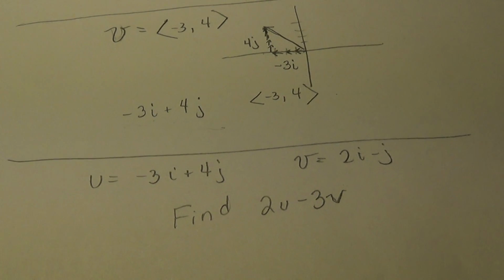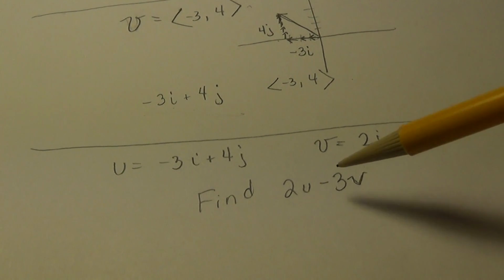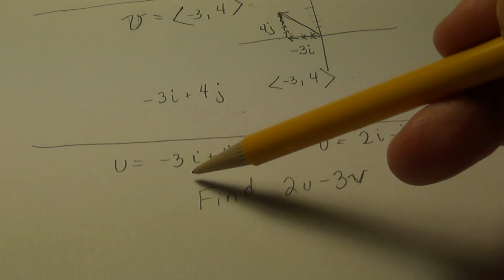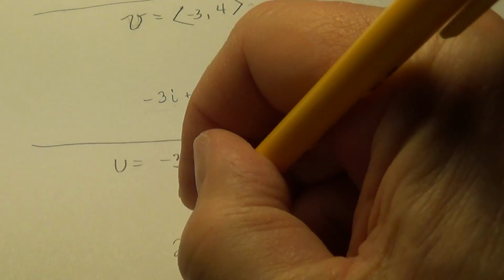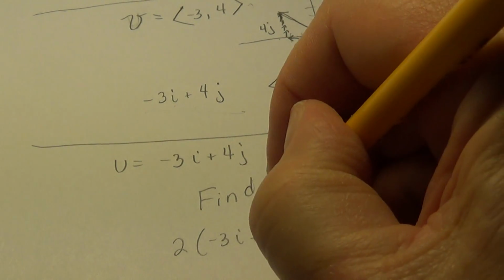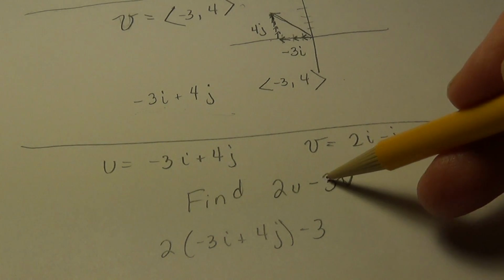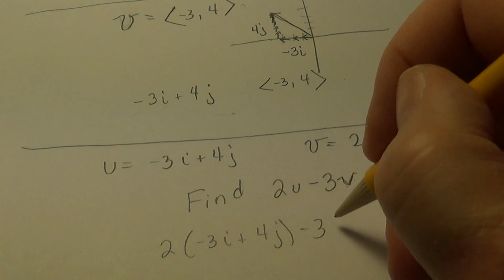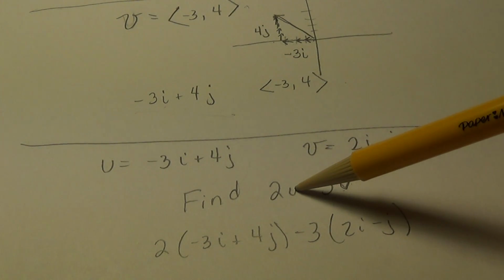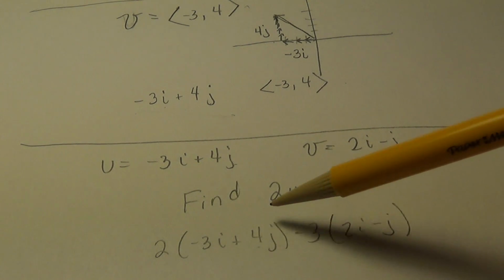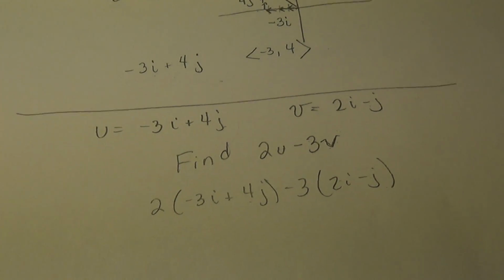So algebraically, this can be accomplished with this form as well, but I'm going to show you how you do it with this form. So we want 2 of these. So I'm going to put a 2 in front of the minus 3i plus 4j, and we want a negative 3 vector v, and vector v is 2i minus j. So I replace the u with the i and j form of vector u, and I replace v with the i and j form of vector v. So now it works just like algebra.